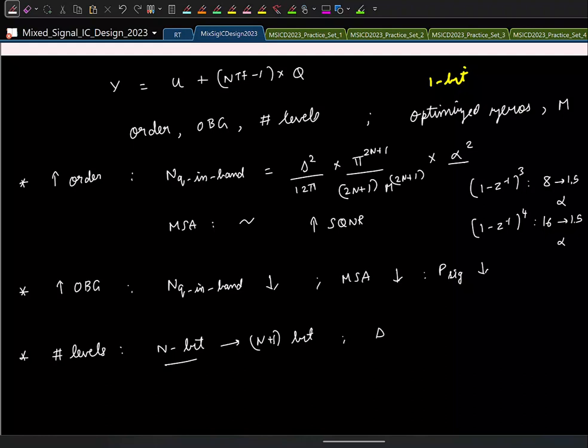Remember, how is step size calculated? 2 power n, right? So if I increase the resolution by 1 bit, what happens to the step size? Halves. If step size halves, from here tell me what happens to the noise power? 1/4. So if noise becomes 1/4, how many decibels am I getting? 10 log of 4, right? How much is that? 4x reduction, 10 log 4 is 6 dB. So this guy reduces by 6 dB.